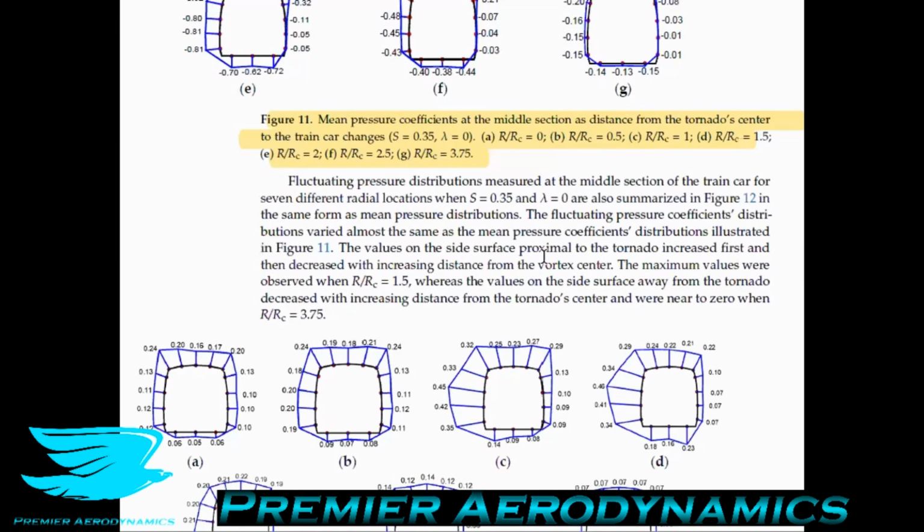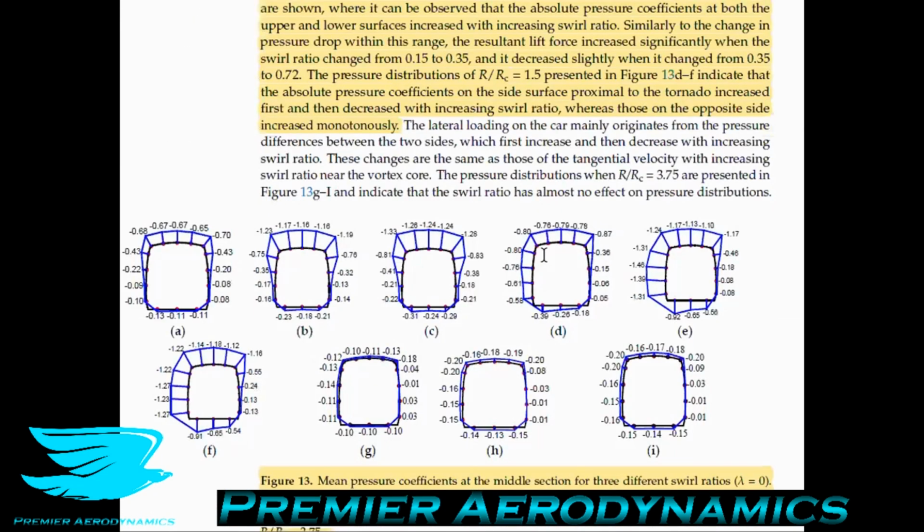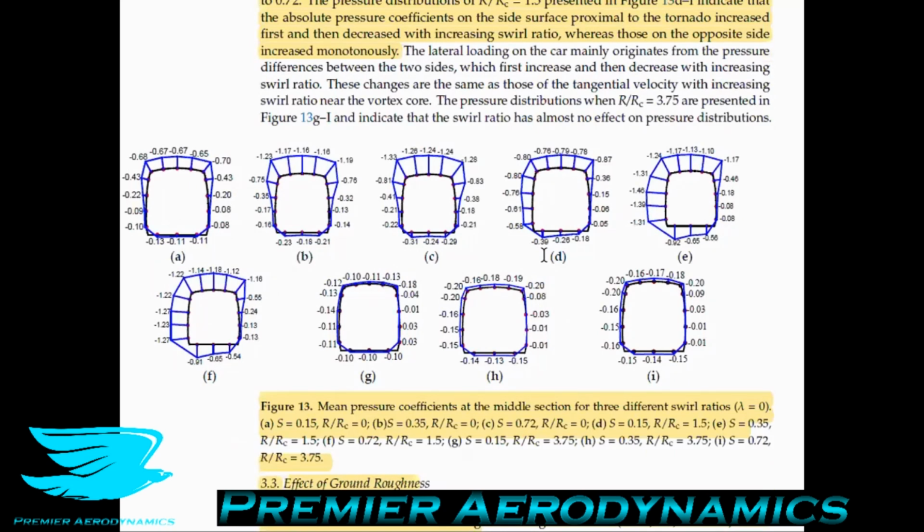So in figure 13 now, we are looking at the mean coefficients of the middle section of the car for different swirl ratios, so different strengths of tornadoes. They say the horizontally symmetric pressure distributions when the train is in the center of the tornado are shown.